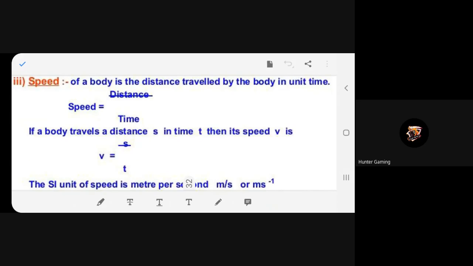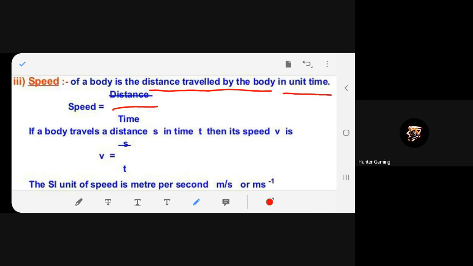Speed of a body is the distance traveled by the body in unit time. Speed is equal to distance upon time. It is written over here, the distance traveled by the body in unit time. If it is written in unit time, that means it is to be divided by time, isn't it? So read properly. Speed is equal to distance by time.